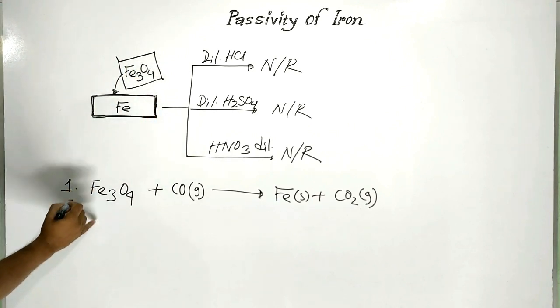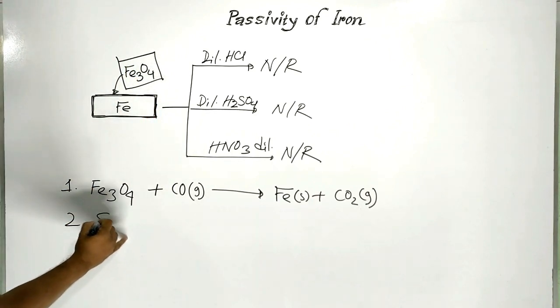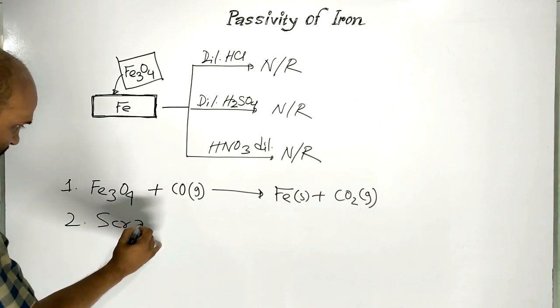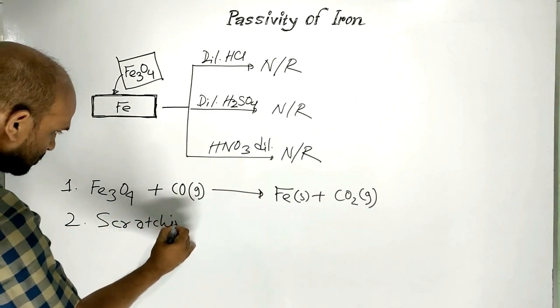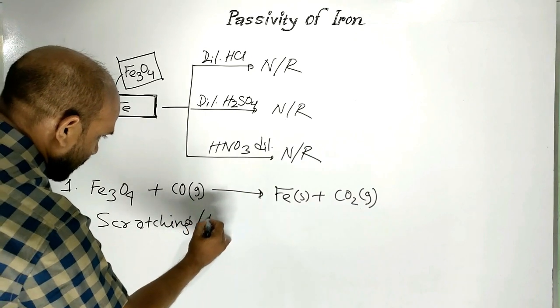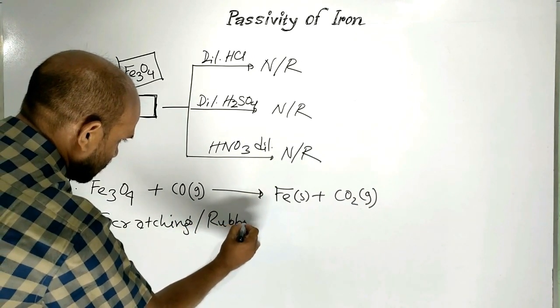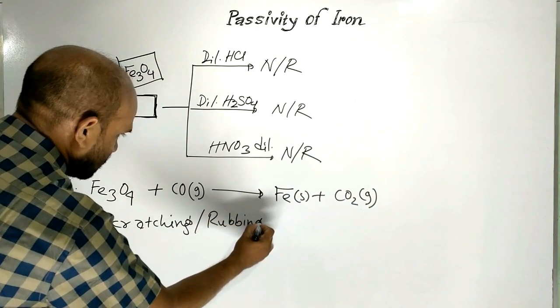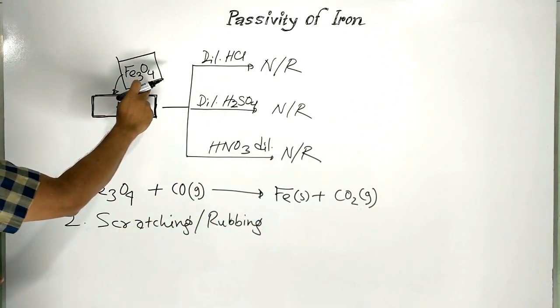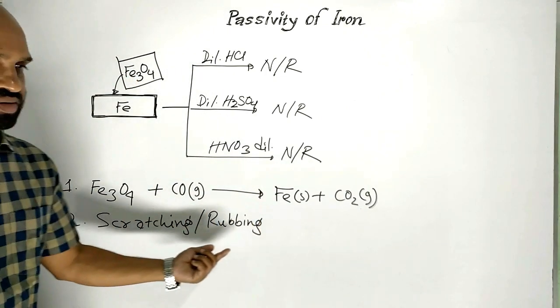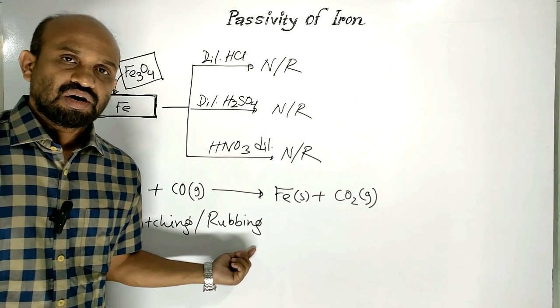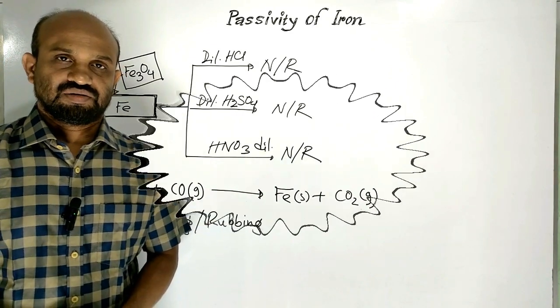This is number one. Number two, by scratching or by rubbing, ferrosulfuric oxide is removed and iron gets reactivity again.